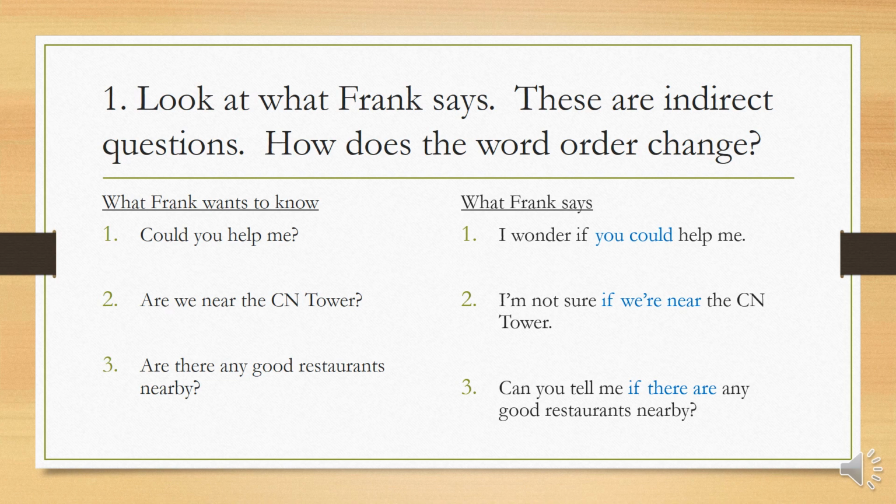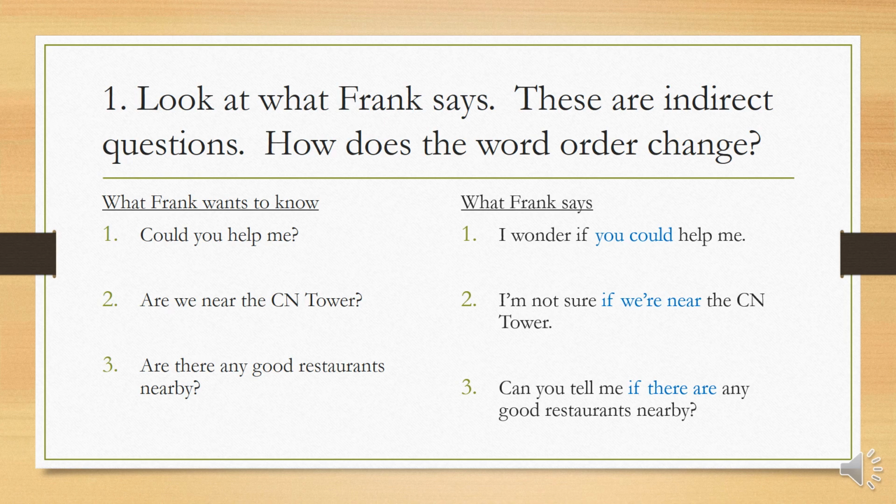We've learned that in questions, we say the auxiliary, then the subject, then the main verb. Could you help, for example. But in an indirect question, we do not change the order of the words from a positive sentence. So we say the subject, then the auxiliary, then the main verb. You could help me. I wonder if you could help me.